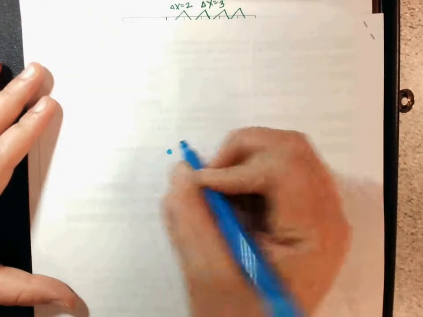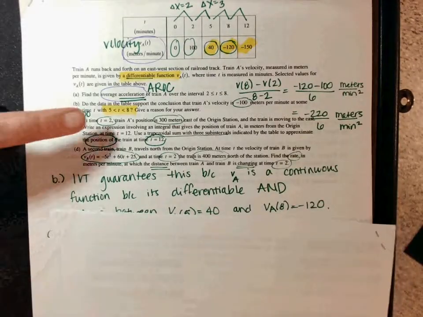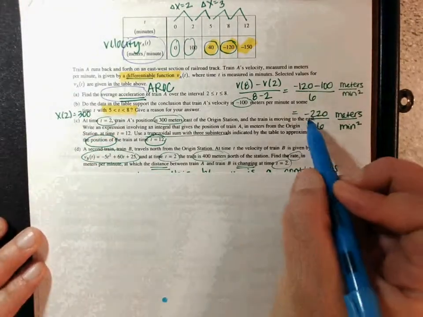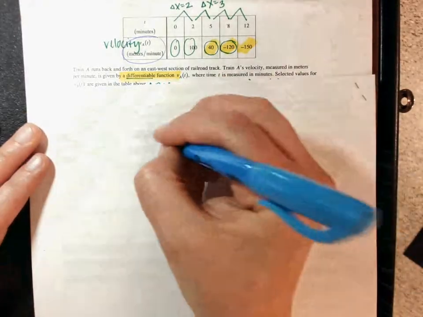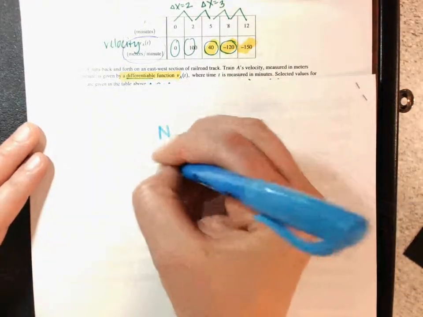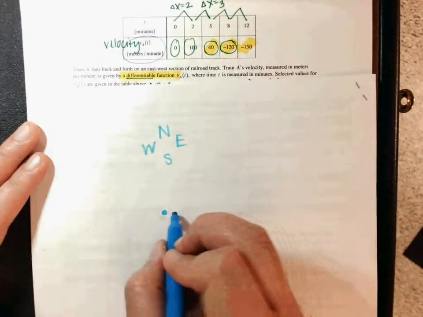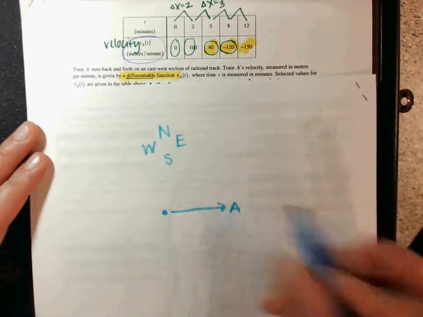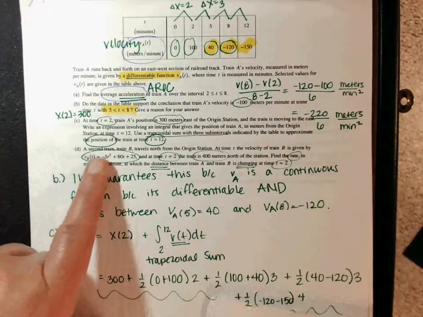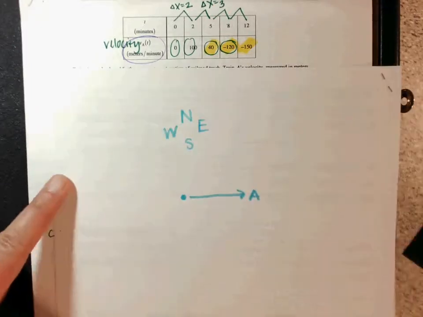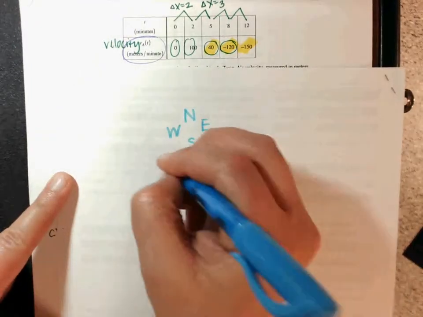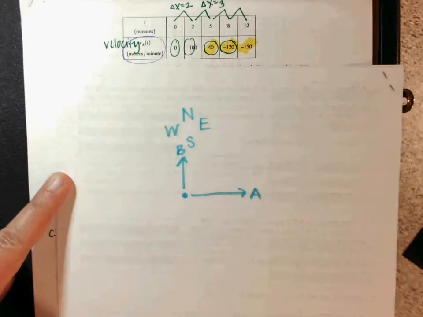Okay, so let's say that origin station, we're going to just put right in the middle. So here's origin station. Let's go back and review. It says that train A is moving to the east. So never eat soggy waffles. So train A is going this way. Then it says that train B is traveling north from origin station. So train B is headed that direction.